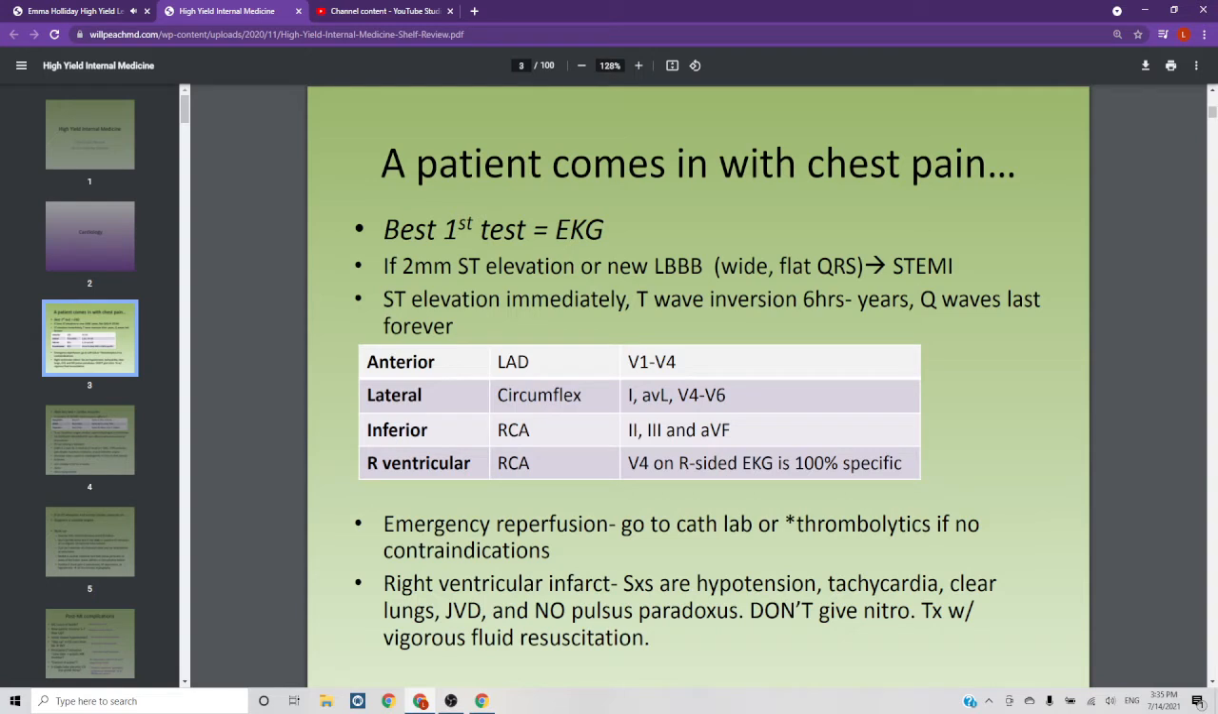Let's do an EKG first. So we'll do an EKG. That is your best first test for a patient with chest pain. And what are you looking for on that EKG? ST changes. So we're going to look for ST elevation.